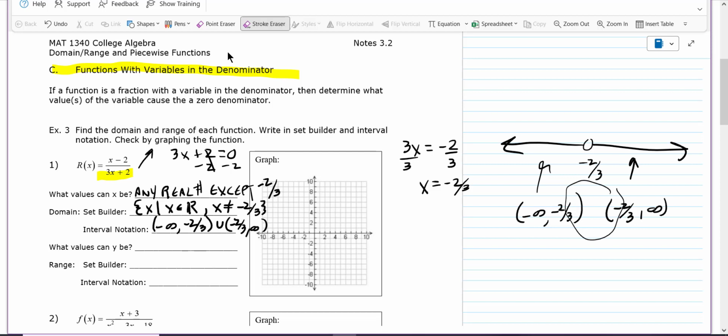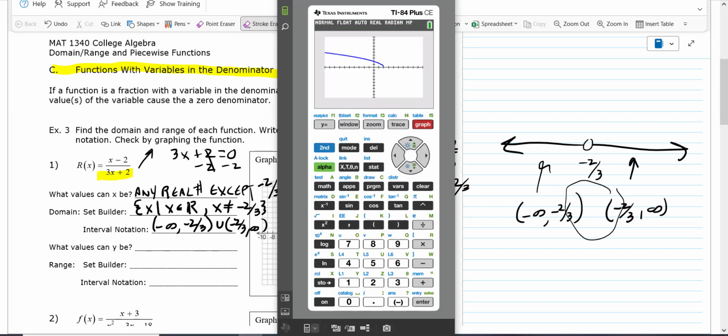You're going to end up getting x can be anything except what causes the denominator to be 0. That's it. Okay. Any questions so far? Okay, let's do our calculator now. Let's see what this thing looks like.